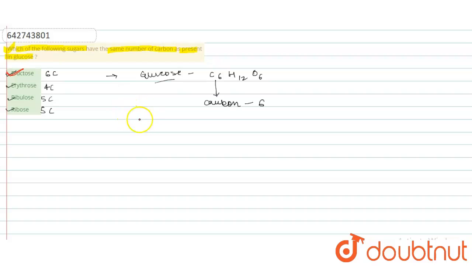Now let's come to a little bit of explanation. Fructose is an isomer of glucose. The little difference here is that glucose has an aldehyde group and fructose has a ketone group. So the first option will be the correct answer to this question.